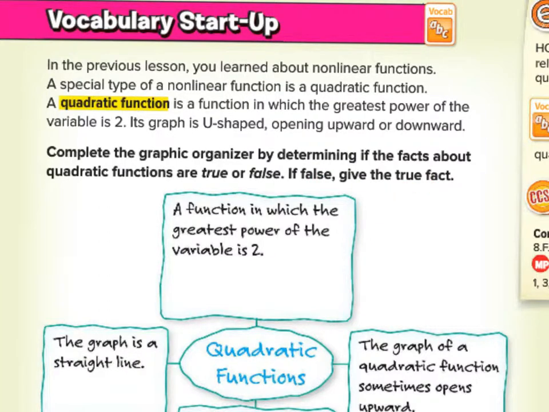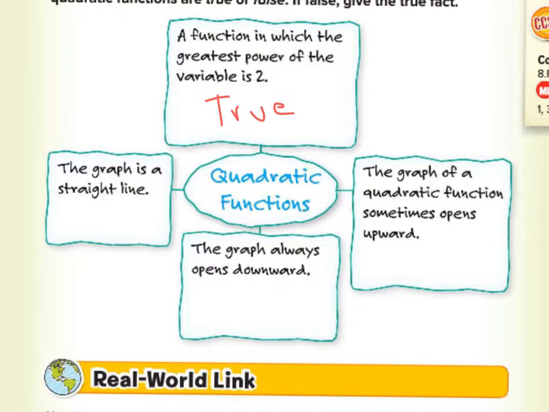So let's see. A function in which the greatest power of the variable is 2. The greatest power of the variable, the exponent, is 2. Well, we just said that that's true, right? So let's write true here. Now let's look here. These are all definitions or points that we can make about quadratic functions. This is a brain map.